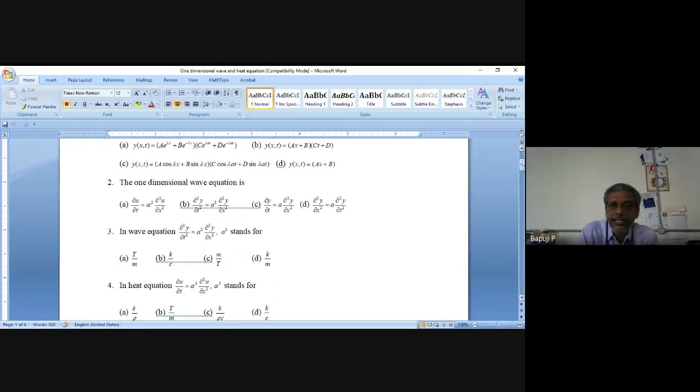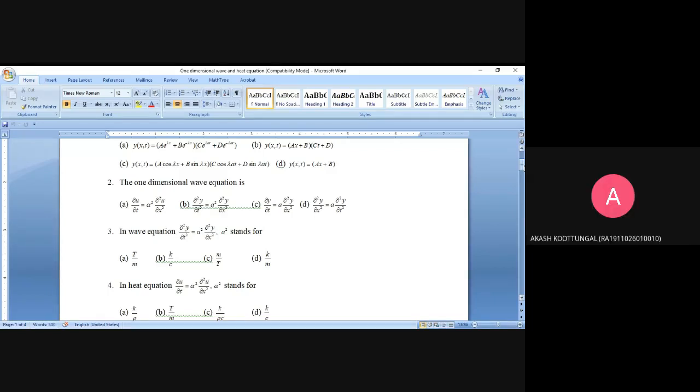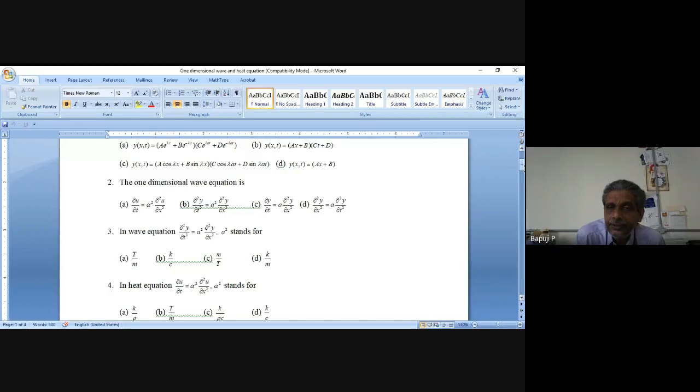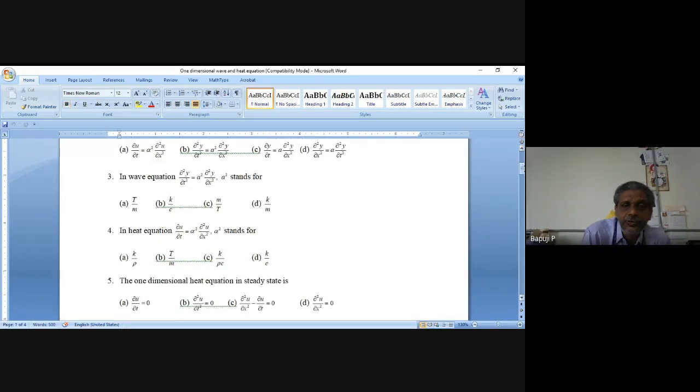Sir, are people there or not? Hello? Yes, sir. What is the answer? Tension by mass. Correct? Not studying, sir. In heat equation, dou u by dou t, a square into dou square u by dou x square. No, that is completed. Then what does a square stand for?